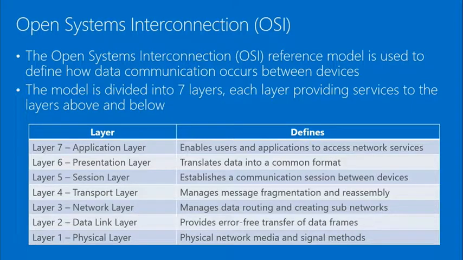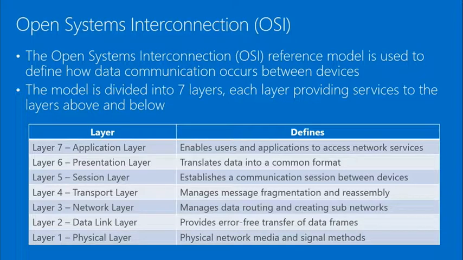Layer 7, application layer, enables users and applications to access network services. People do get confused and think that this is, as a user, a program that I use to access network services. It's not. It's the protocol the program I'm using uses to access network services. Layer 6, presentation layer, translates data into a common format. We talked about ANSI. Another one is EBCDIC, and these are basically character formats. Maybe different computers are using different formats. The presentation layer can translate that for you.